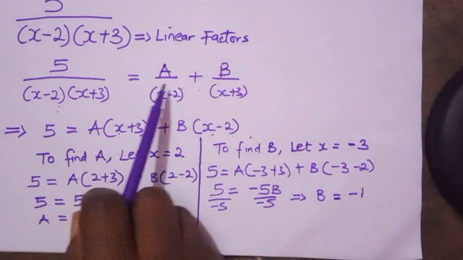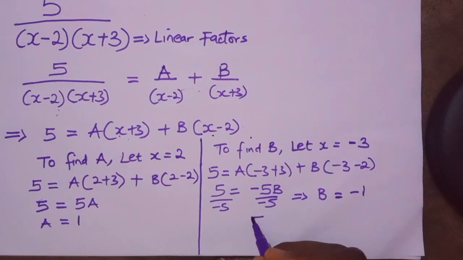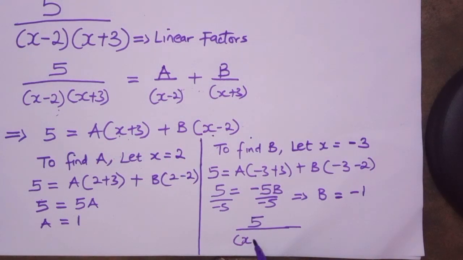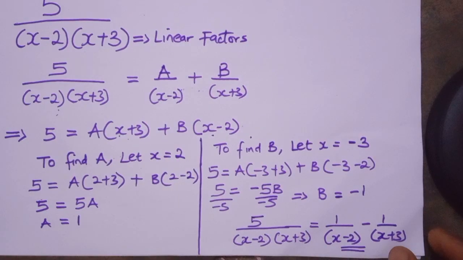Let's go and substitute into this setup. So we have 5 over (x minus 2)(x plus 3) is equal to, a is what? 1 over x minus 2, and b is minus 1 over x plus 3, and that gives us our final answer.